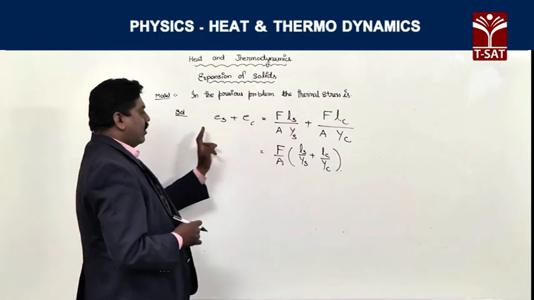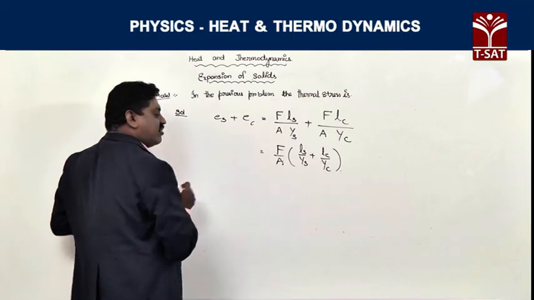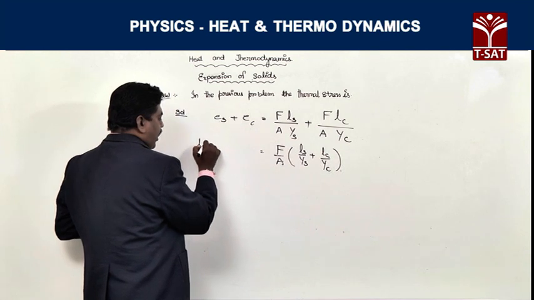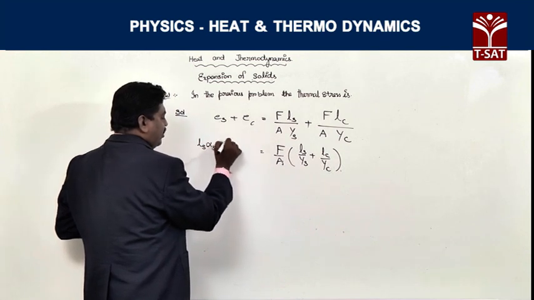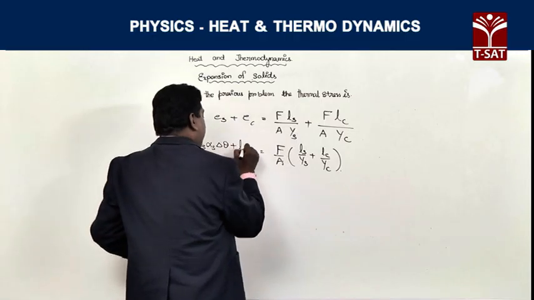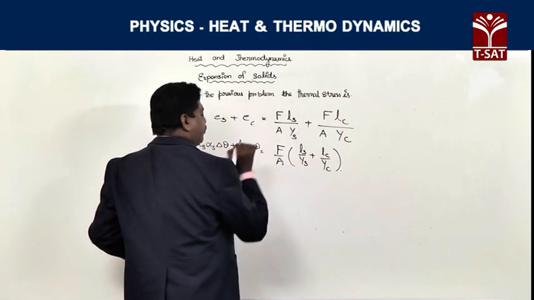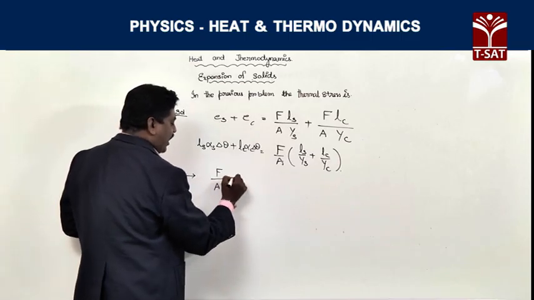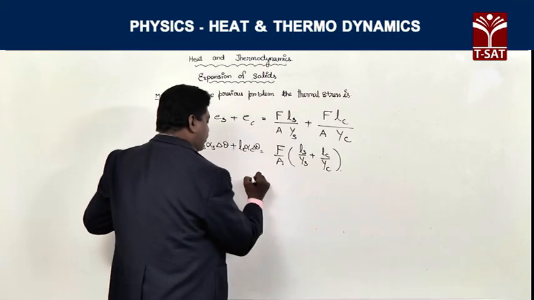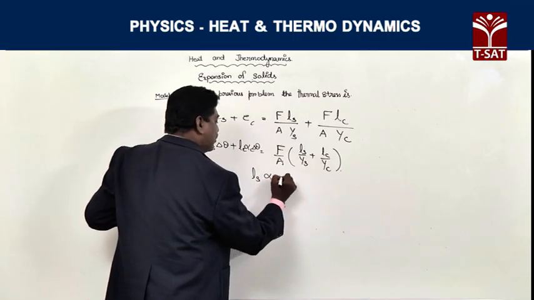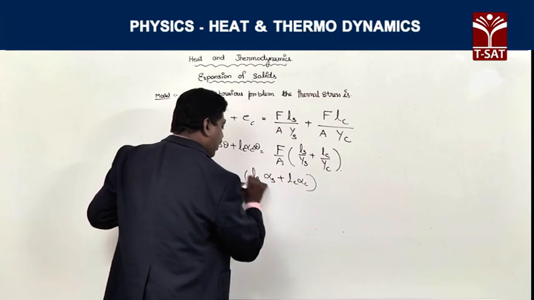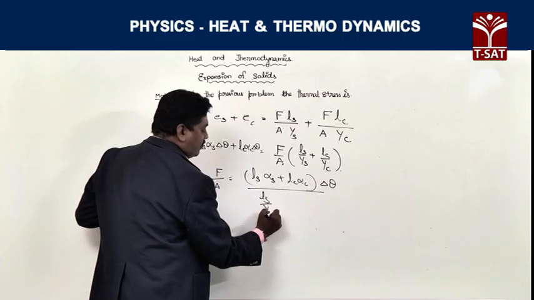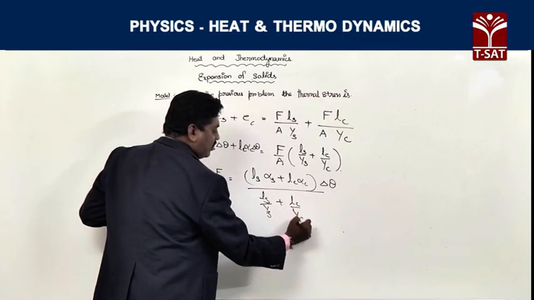And the value of expansion in steel and copper is given as Ls alpha S delta theta plus Lc alpha C delta theta. But I need the formula for thermal stress F by A. So, F by A is given as Ls alpha S plus Lc alpha C into delta theta divided by Ls by Ys plus Lc by Yc.